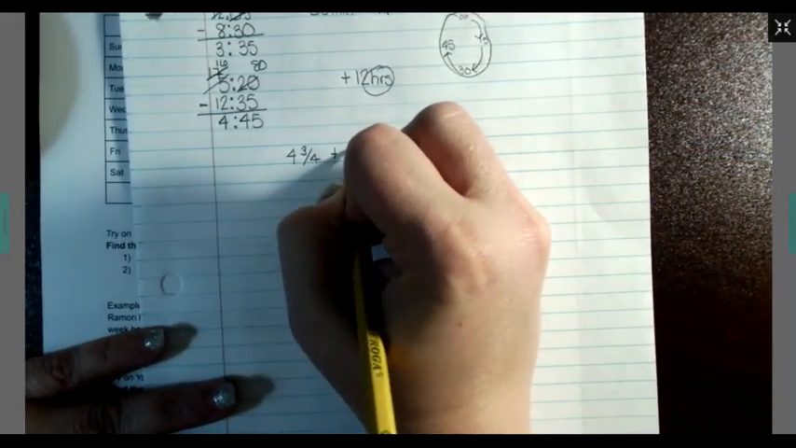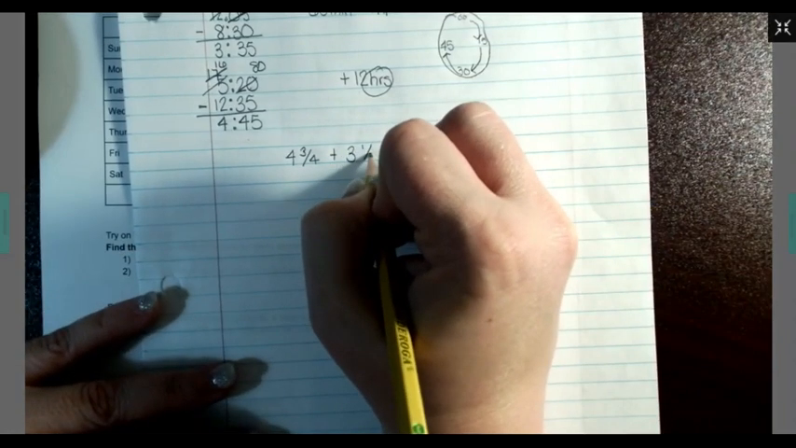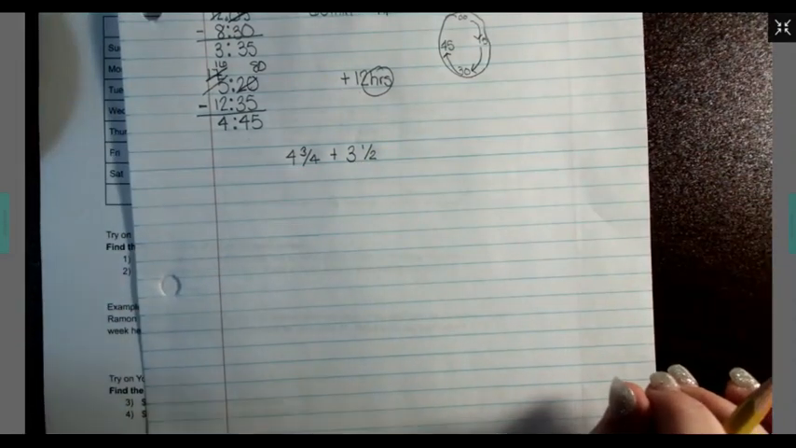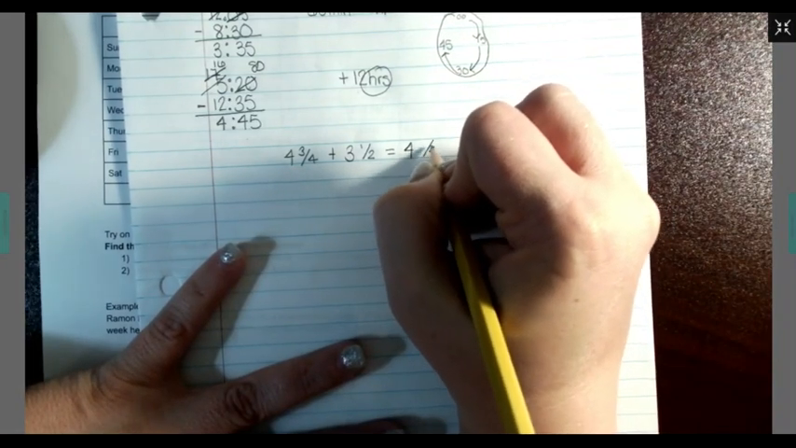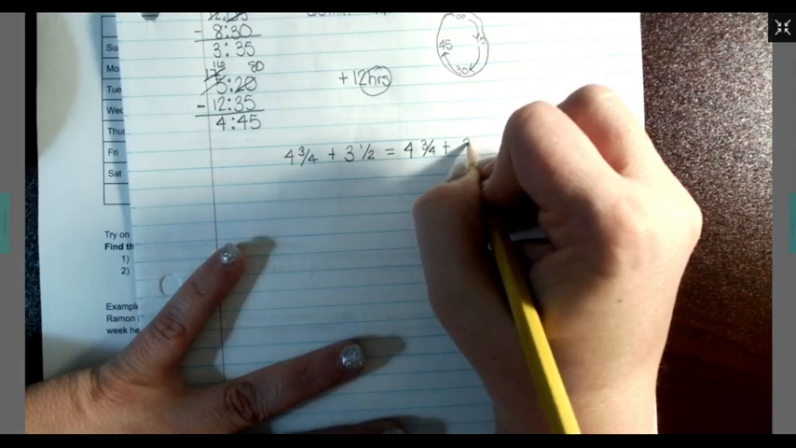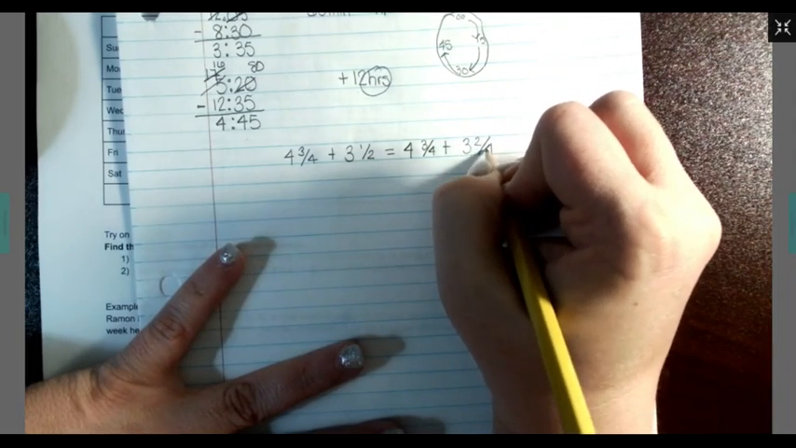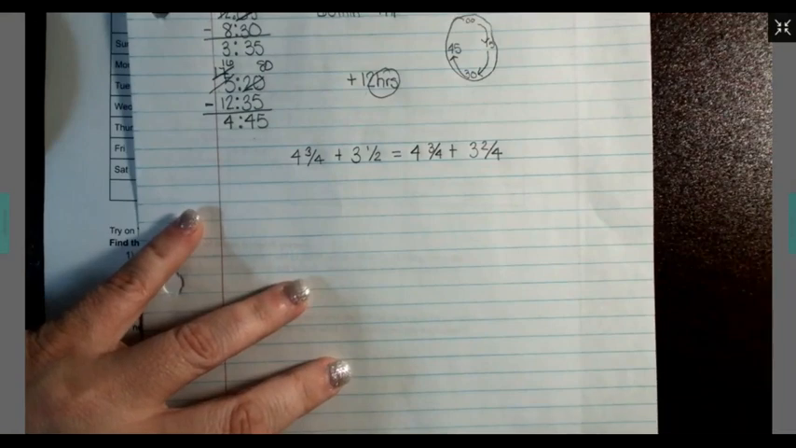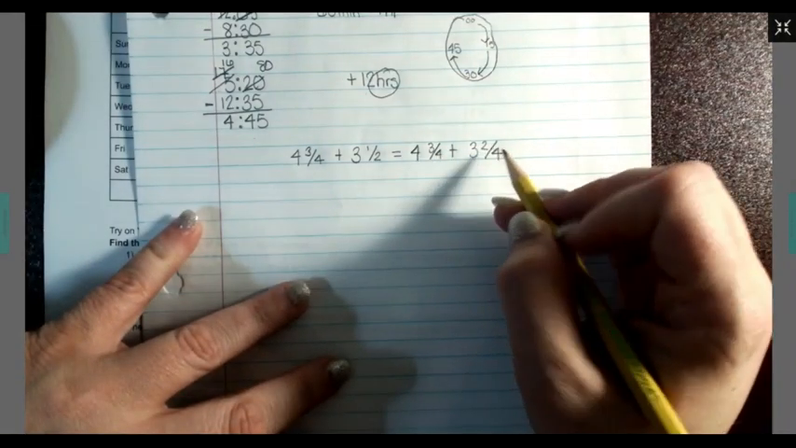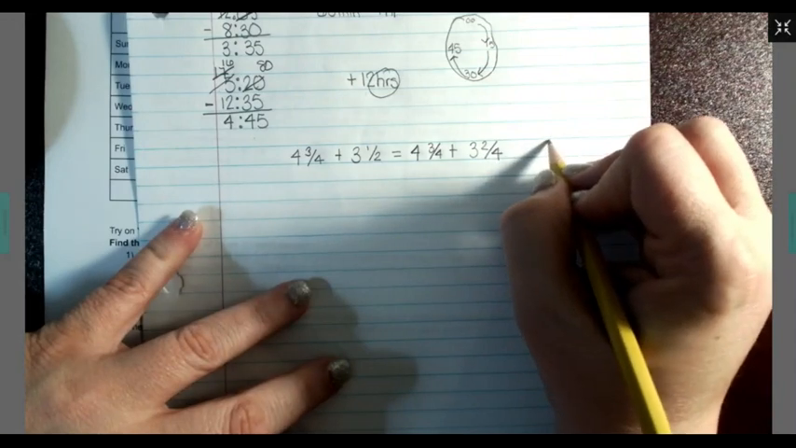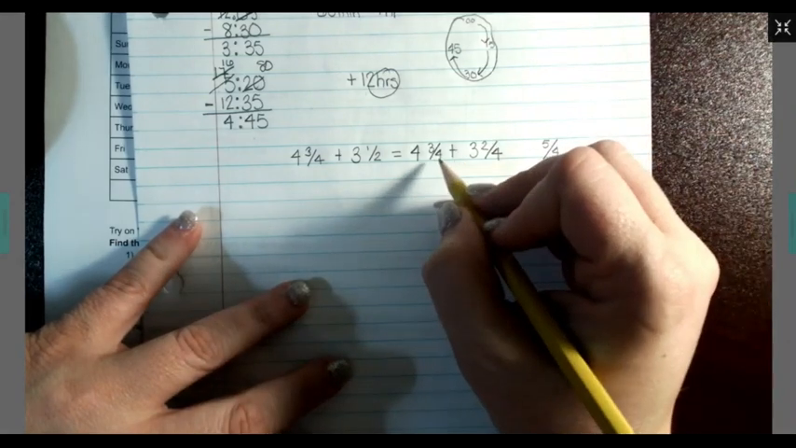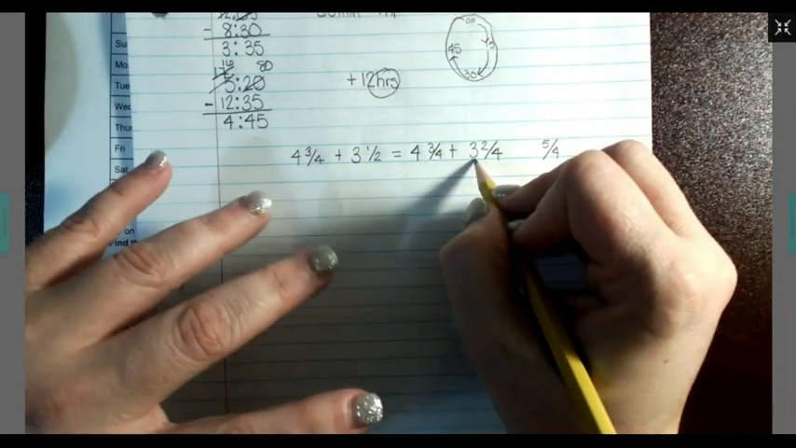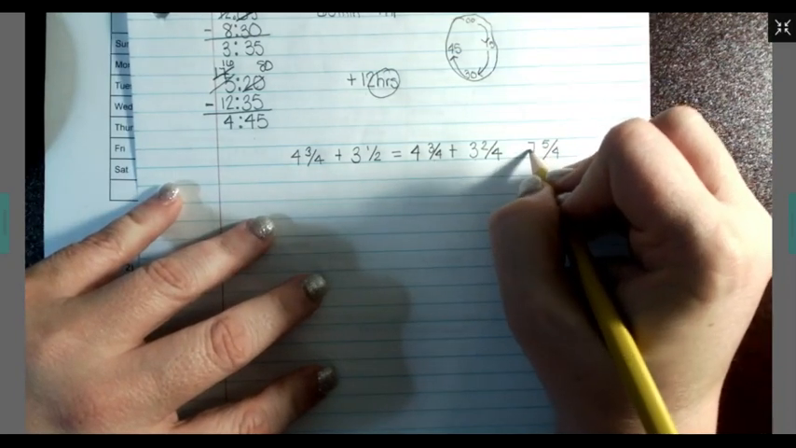And we're going to add 3 1/2 to that. Well, I cannot add fractions unless I have like bases. So we're going to convert those to both have a denominator of 4. So that would be 4 3/4 plus 3 2/4, because 1/2 is equivalent to 2/4. Now what we do is we add our numerators. 3 plus 2 is 5. We keep our denominator to be the 4. And 4 plus 3, my whole numbers, add up to be 7.